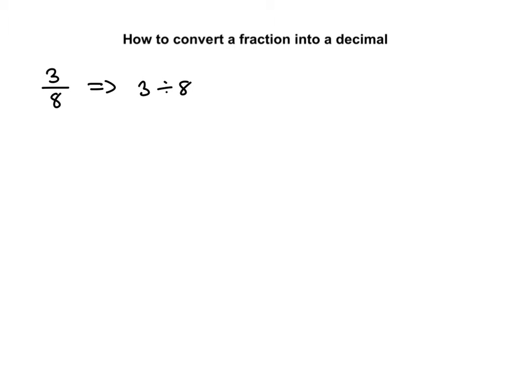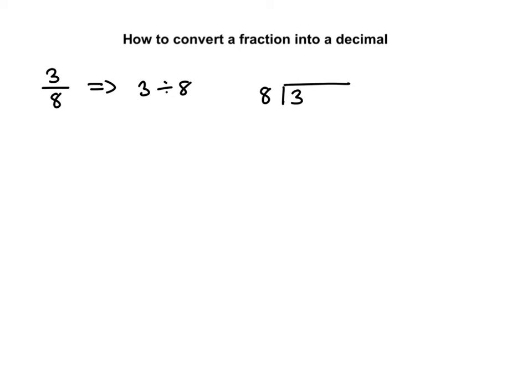Now, you need to write this division in the long division form, or sometimes it is referred to as the bus stop method, where 3 goes inside and 8 goes outside. Why does 3 go inside? Because 3 is the dividend. 3 is being divided, it goes inside the bus stop, and 8 is the divisor, it goes outside of the bus stop.